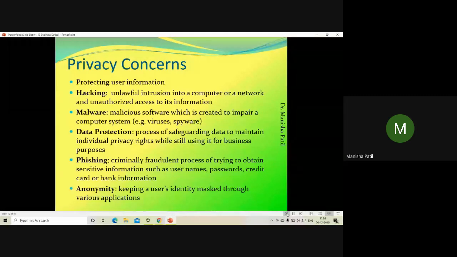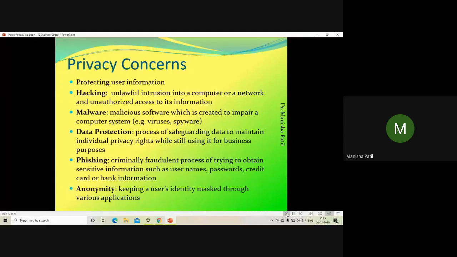For example, I'm talking to you, but I don't know who exactly you are. Maybe instead of a particular student, somebody else is attending this particular lecture. He is faking. He is trying to show that he is a registered student of Guru Nanak College, but he is actually not the student of the college. So that is anonymity. When you are dealing with other people online, you actually don't know whether the other person is the right person or somebody else whom you don't know. So anonymity is another privacy concern.